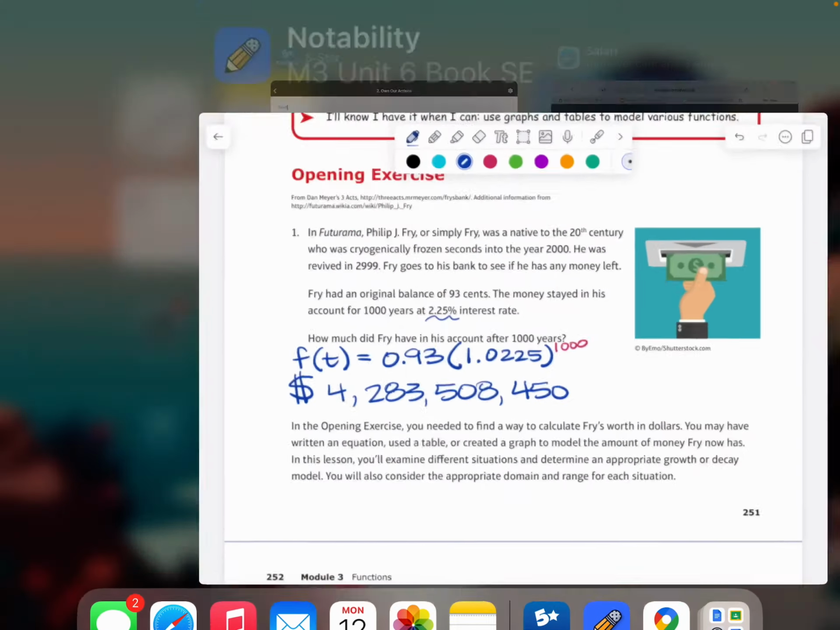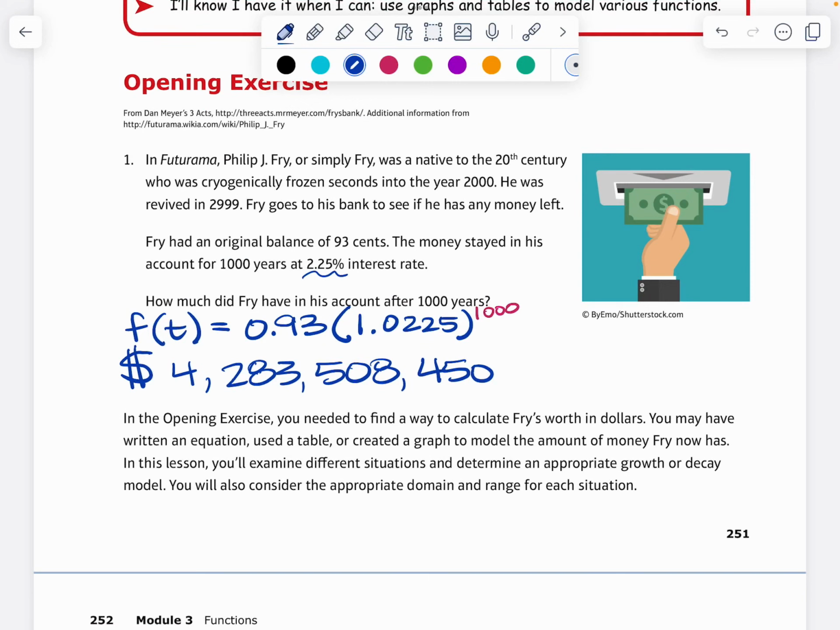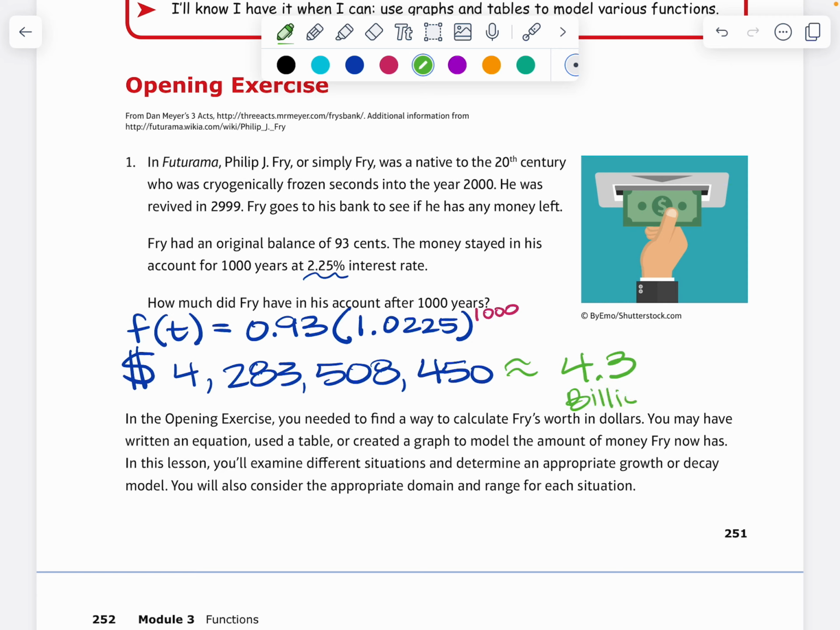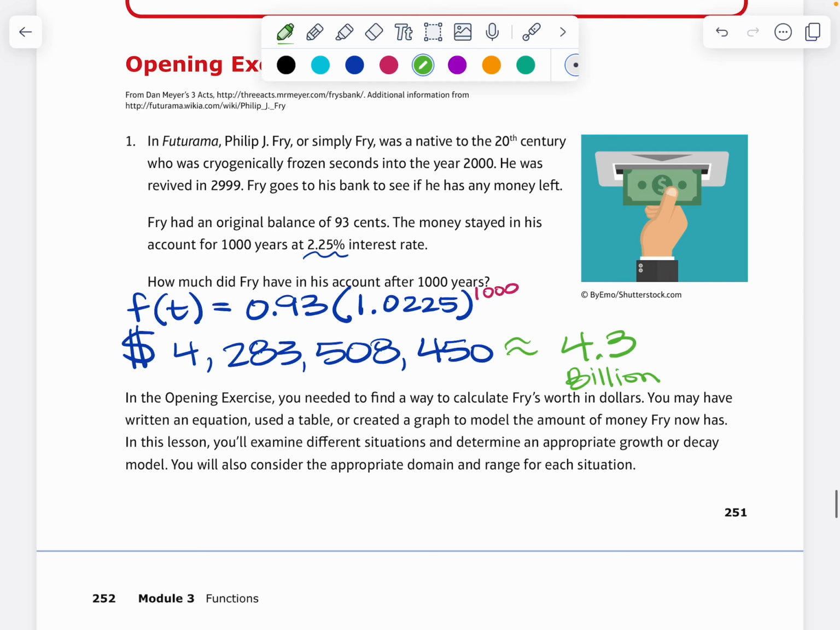All right, they said 4.3 approximately. Is this going to get us 4.3 billion? If we rounded that, yeah, absolutely. That's approximately 4.3 if we rounded $1 billion. They would definitely not round up for you though. All right, let's go to the next page.